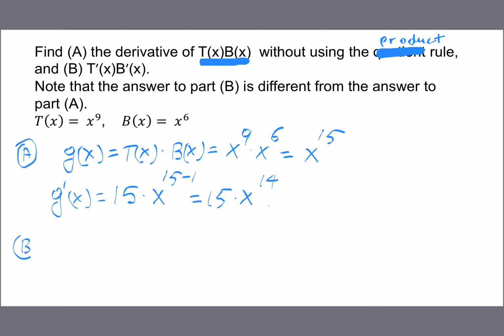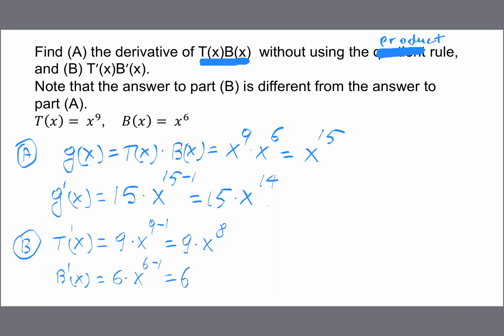B, we want to find t prime of x times b prime of x. So t prime of x, using the power rule, is 9 times x to the 9 minus 1. So it's 9 times x to the 8th. B prime of x is 6 times x to the 6 minus 1, which is 6 times x to the 5th.